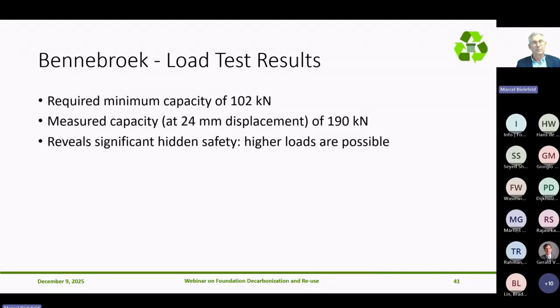So for the people living in Bennebroek, there are no worries about their foundation because there's sufficient hidden safety in those piles. Even higher loads could have been possible. The 100 is what is required, and 190 can be delivered by the piles.